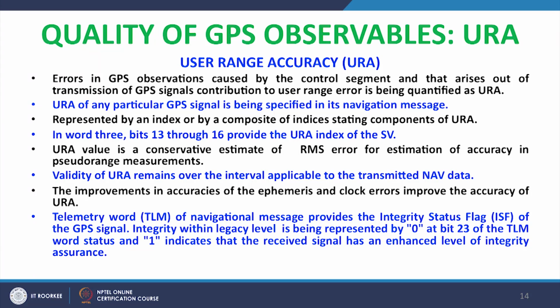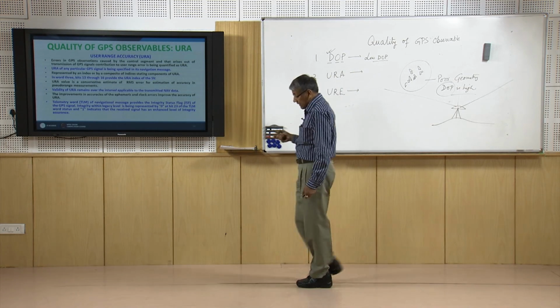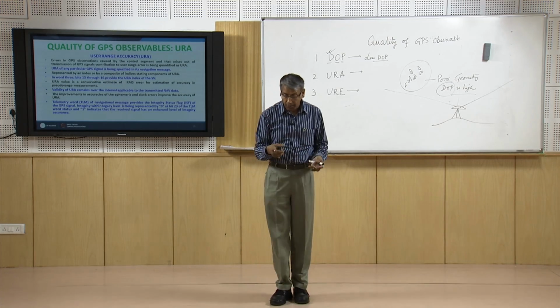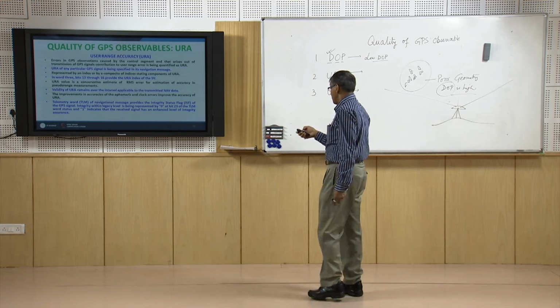And also there is a parameter which is available in the telemetry word at bit 23. If that bit is 1, that indicates that the received signal has an enhanced level of integrity, that means it is good quality, and if it is 0, then the integrity is poor, that means the quality is not good. So using this also we can have information about the quality of the GPS observable.